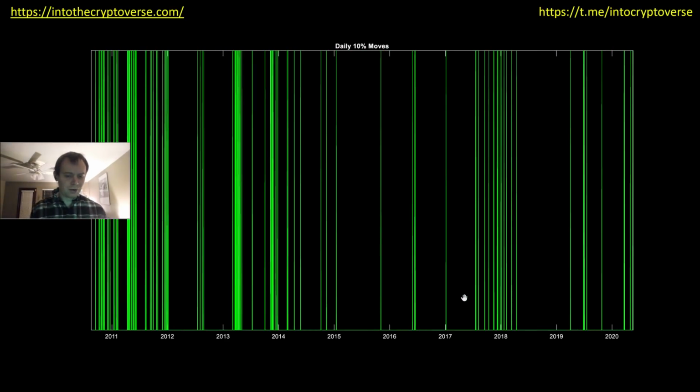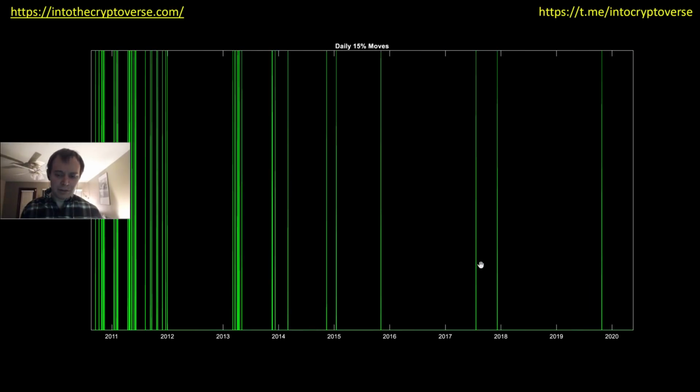Here we have 10% moves. So you can see the clusters, in 2011, at the end of 2013, at the end of 2017, and then again we'll probably have another strong cluster of them at the end of the next bull market. Here we have 15% moves.